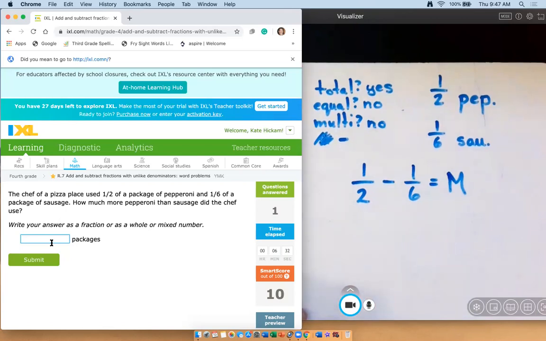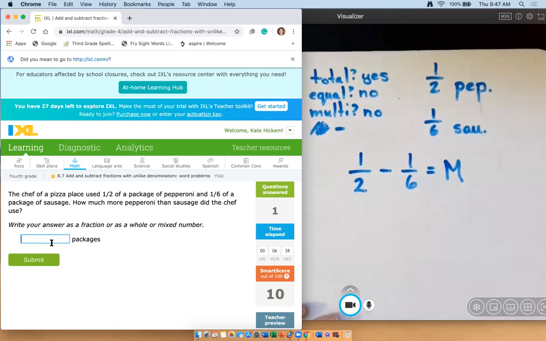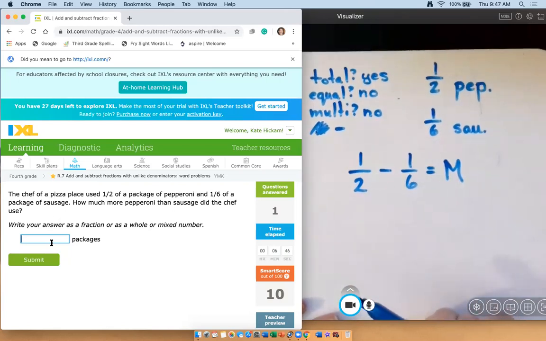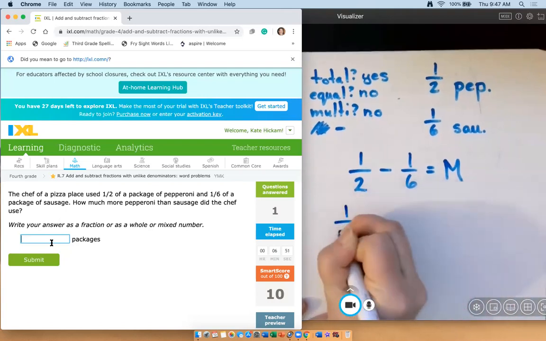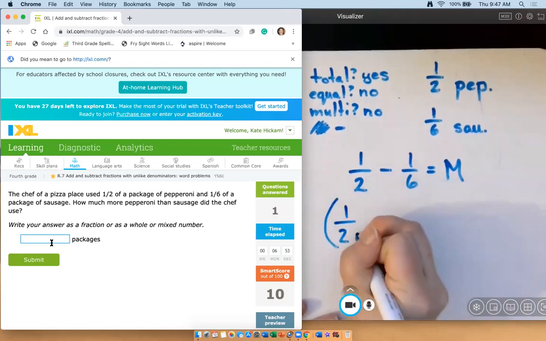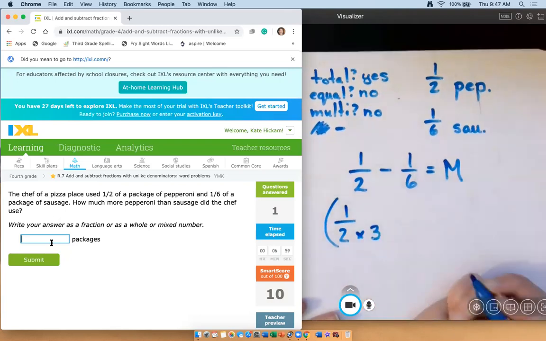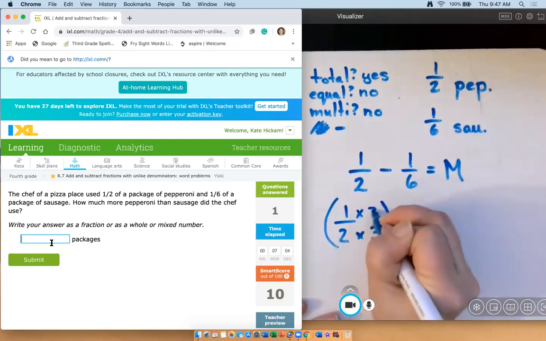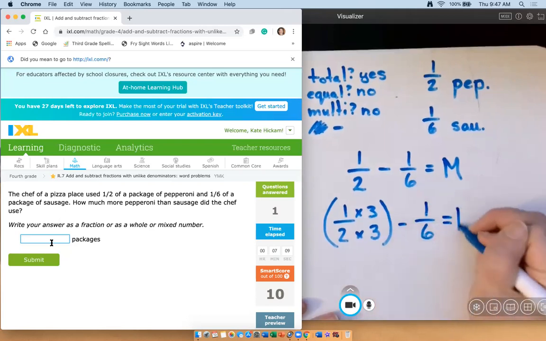Now I'm going to go through and I have to subtract, but that means I have to find a common denominator. So I look first to see if my smaller number goes into my big number evenly. So 2 goes into 6 evenly. So I have to figure out what I can multiply 2 by to equal 6. Well, 2 times 3 equals 6. So I know that that's going to be my common denominator. Whatever I do to the bottom, I do to the top. Then I subtract 1/6. And that's going to give me how much more I have.